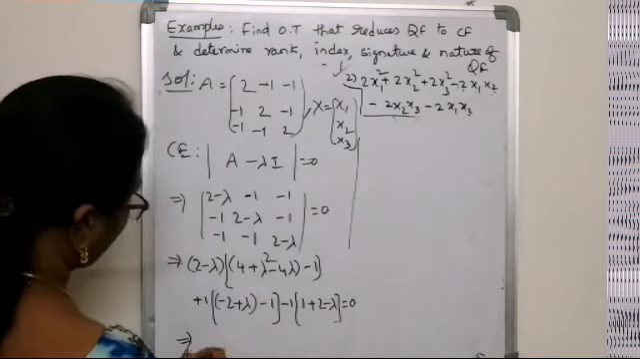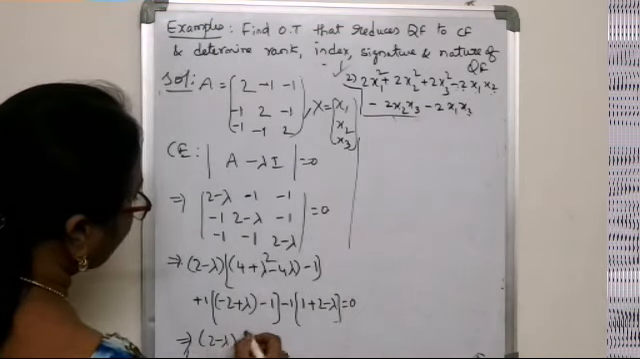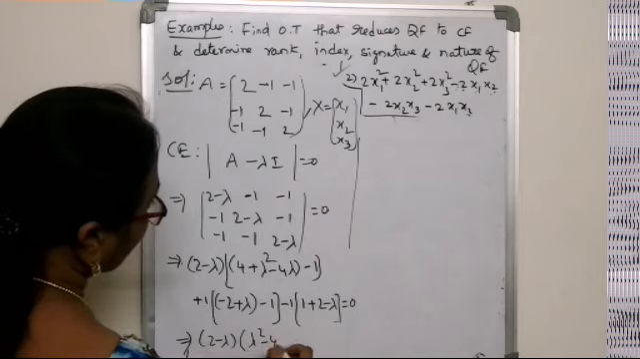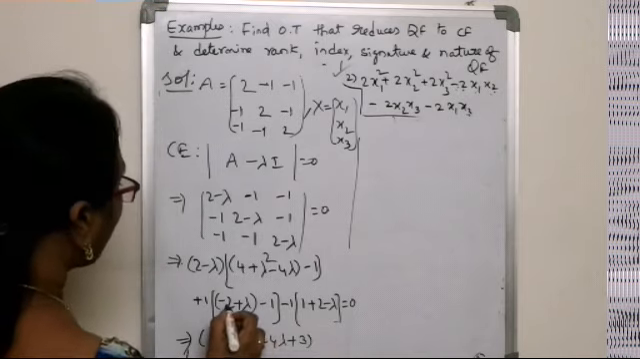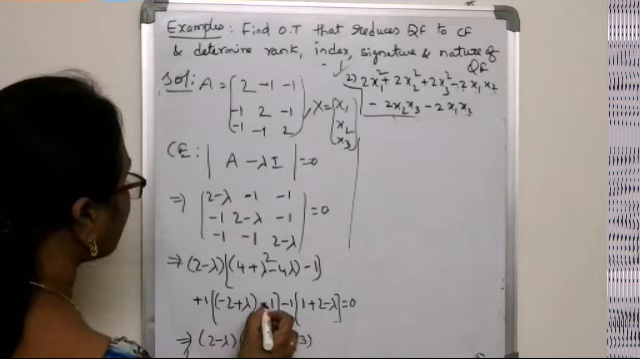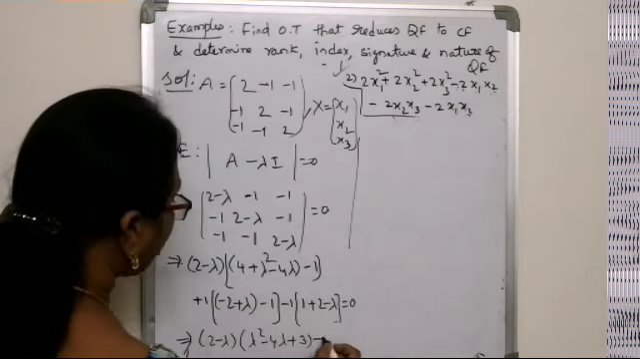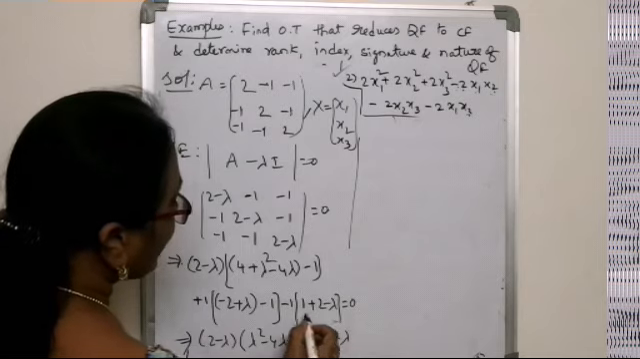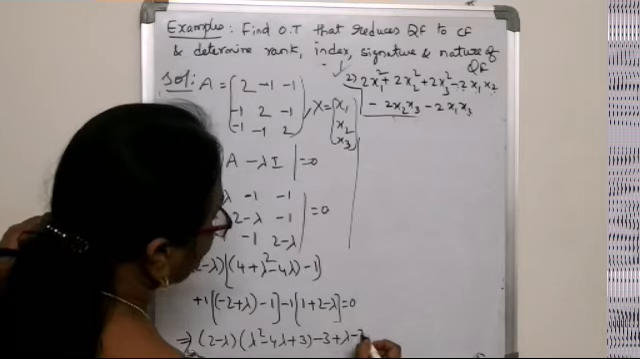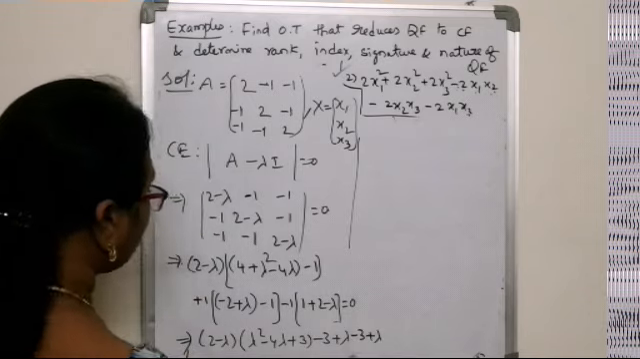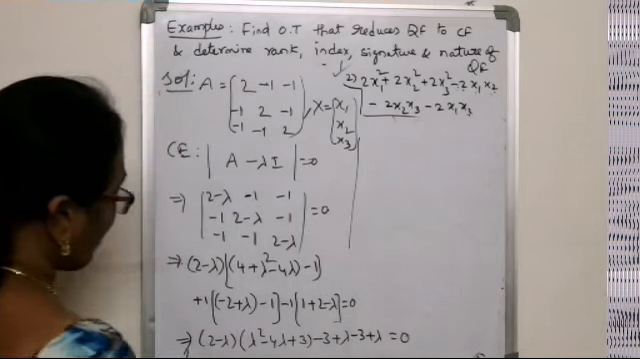So when we simplify this expression, we have 2 minus lambda into lambda square minus 4 lambda plus 3. And here minus 2 minus 1, it is minus 3 plus lambda. From here we have 3 minus lambda into minus, so it is minus 3 plus lambda is equal to 0.